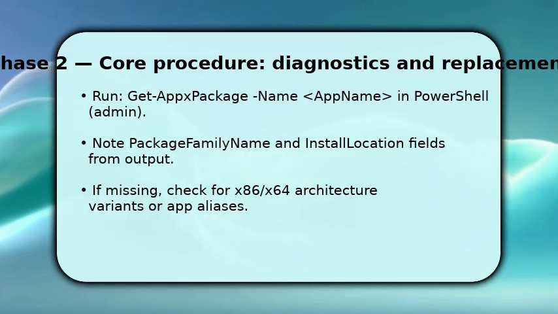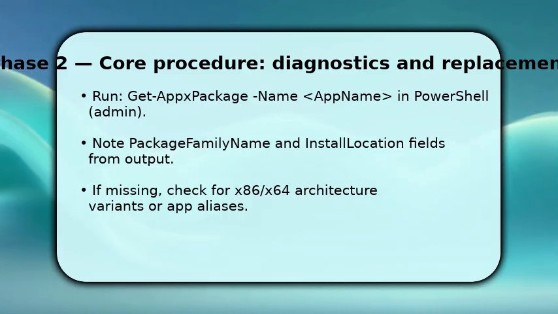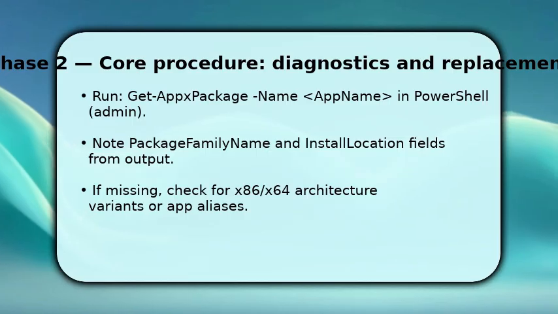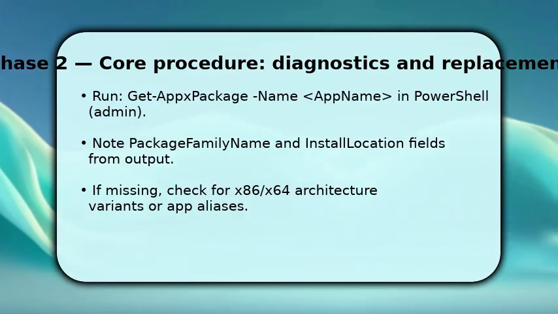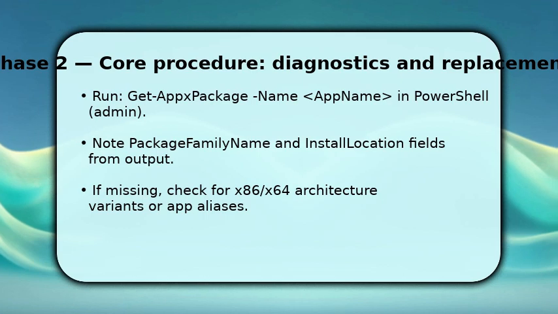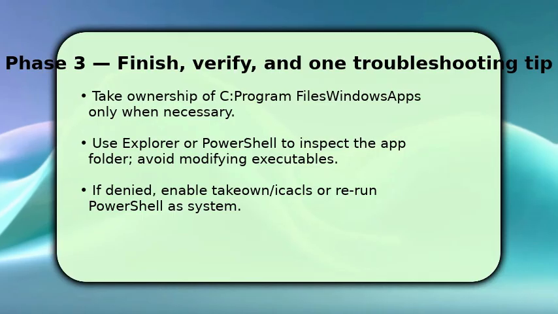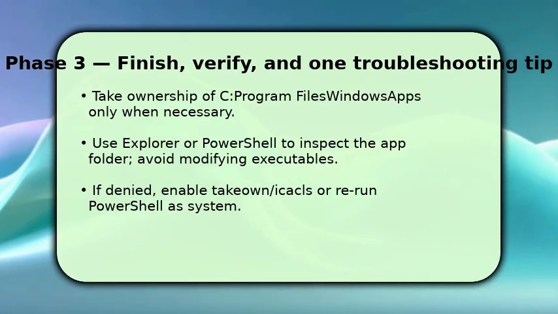Once done, copy the install location value and open File Explorer to that path. Many store apps use a package cache or a hidden WindowsApps folder, so make sure you show hidden and system files. If the install location is empty, query by package family name or check for architecture-specific packages to find the right entry. You now navigate to /Program Files/WindowsApps or the install location you copied.